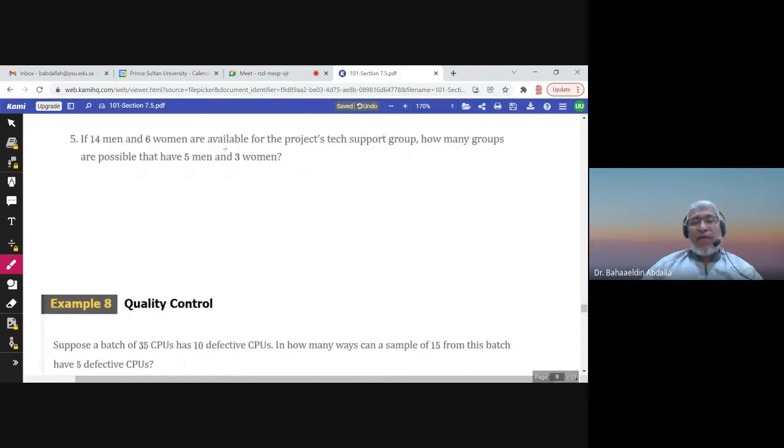14 men and 6 women are available for the project's tech support group. How many groups are possible that have 5 men and 3 women? Number of groups. Each group has 5 men and 3 women. So let us choose men first. 5 out of 14. There is no difference between them. They will work on the group, all of them, times 6 women. We are going to select 3 out of them. So the answer is 14C5 times 6C3.